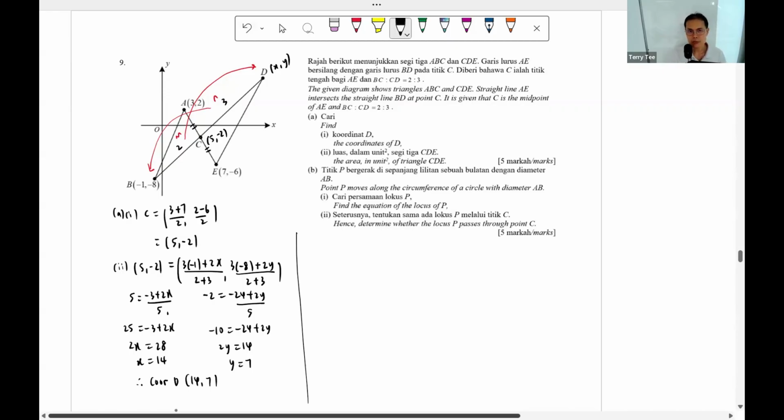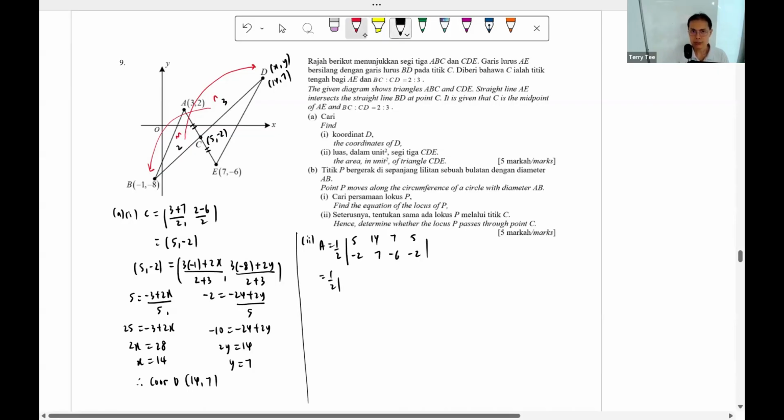Now that we know point D, can I find area of triangle CDE? I know this is 14, 7. So let us use the formula. Okay, sorry, this is only part 1. This is not part 2. This is still part 1. Part 2 is the area. Use the formula half. So if I start with C, write 5, minus 2, D 14, 7, E 7, minus 6. Repeat the first step.